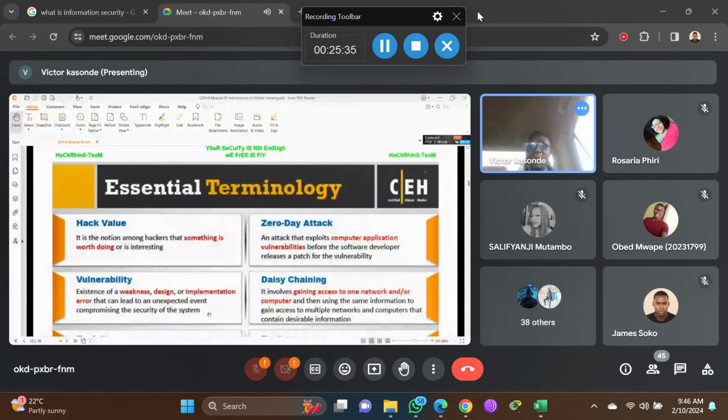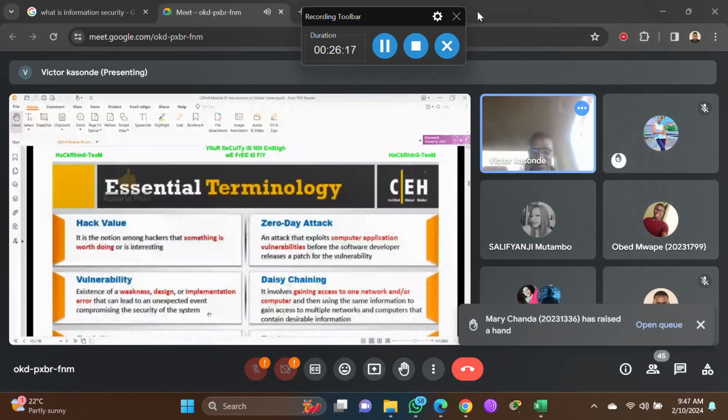Before the software developer releases a patch for the vulnerability, meaning before the lock, before the key of the room is given to you, they go and open that particular door. That is the zero-day attack. Are you clear there? Guys, are you getting me? Yes, sir, it's clear, sir.